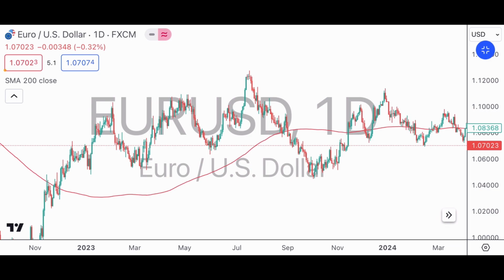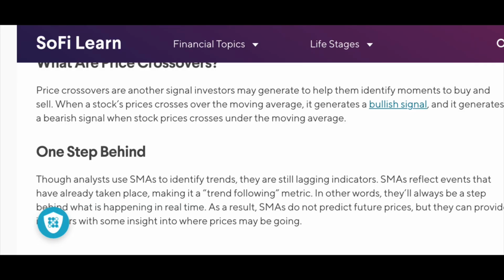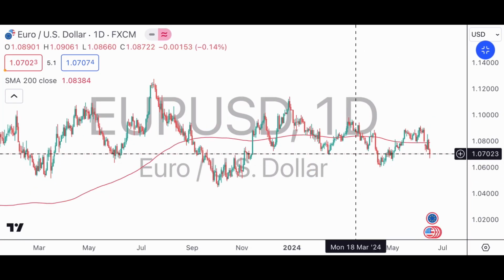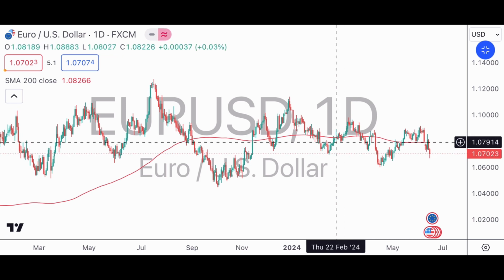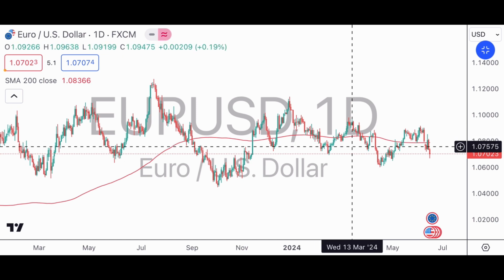SoFi continues to say, though analysts use SMA to identify trends, they are still a lagging indicator. SMAs reflect events that have already taken place, making it a trend following metric. In other words, they'll also be a step behind what is happening in real time. As a result, SMAs do not predict future prices, but they can provide investors with some insight into where price may be going. So the SMA is not this golden indicator that's going to tell you when to buy or when to sell. It's not going to give you the perfect entry. It's pretty much going to be showing you what's happened in the past.